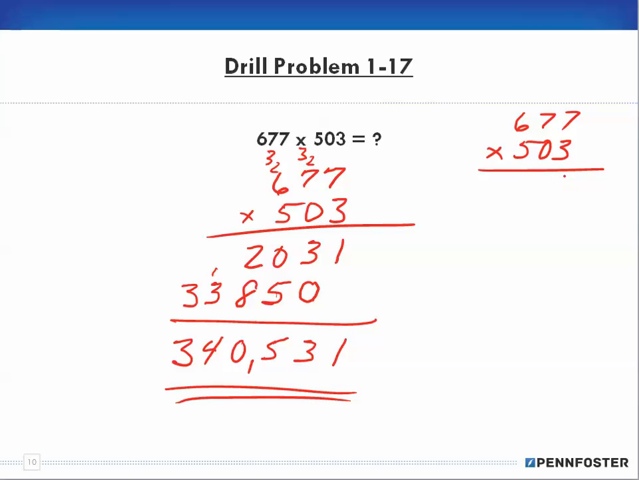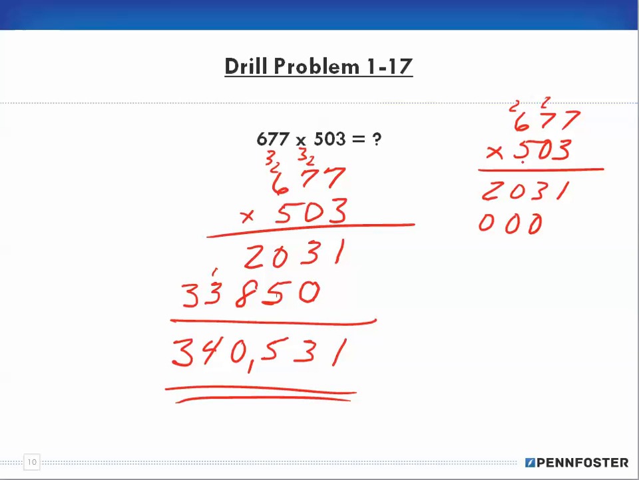So 3 times 7 is 21, carry my 2. 3 times 7 is 21, plus 2 is 23, carry my 2. 3 times 6 is 18, plus 2 is 20. Now 0 times 677, so 0 times 7 is 0, 0 times 7 is 0, 0 times 7 is 0.